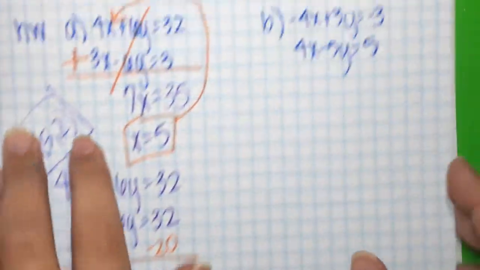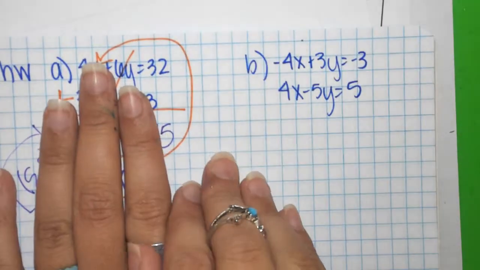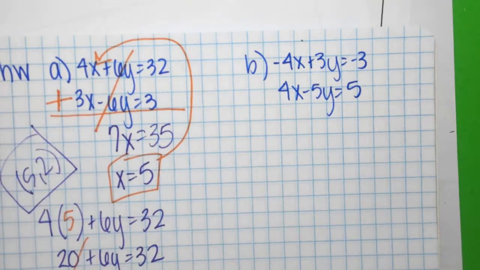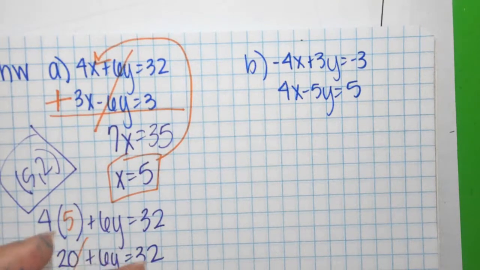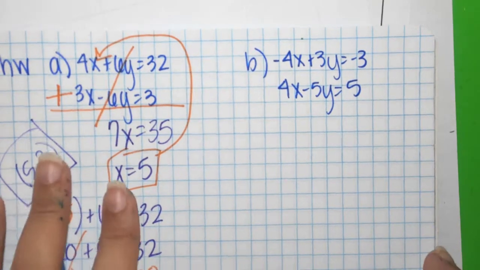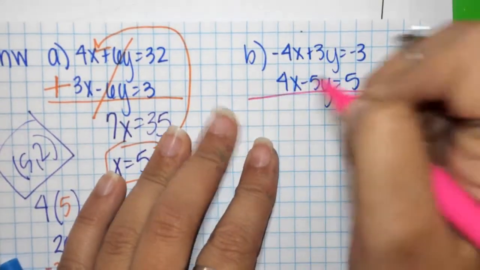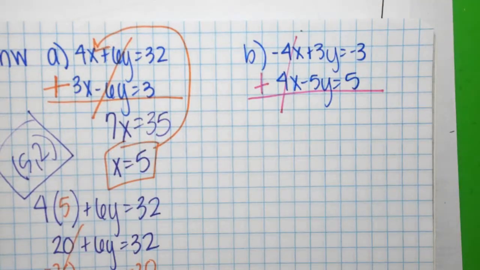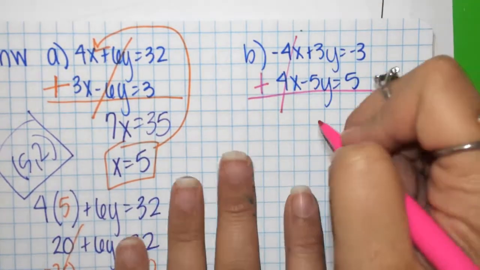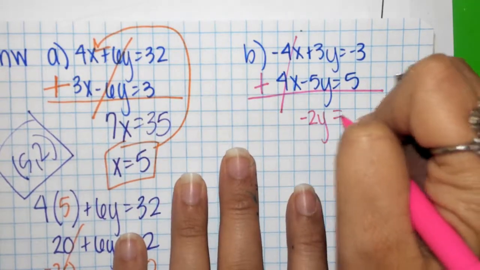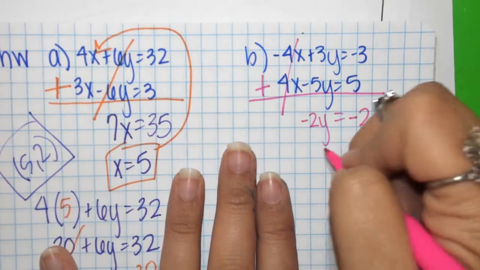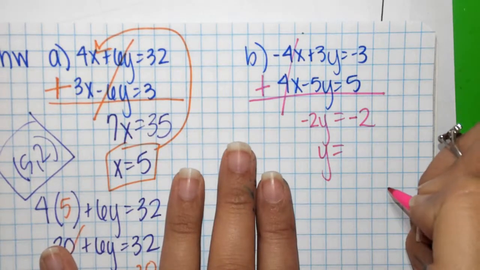All right. Are we ready for number B? Yes. Are we going to add or are we going to subtract? We're going to subtract. Why are we going to add? Different signs. Are we going to eliminate x or y? X. Awesome. We're going to add. So negative 4x plus 4x cancels. 3y plus negative 5y is negative 2y. Good. And negative 3 plus 5 is? Negative 2. So what does y equal?